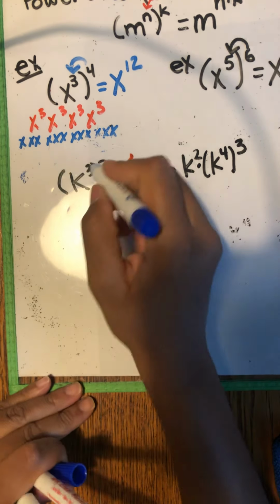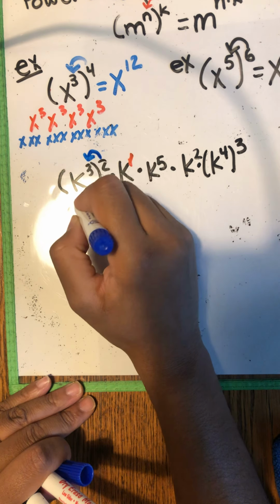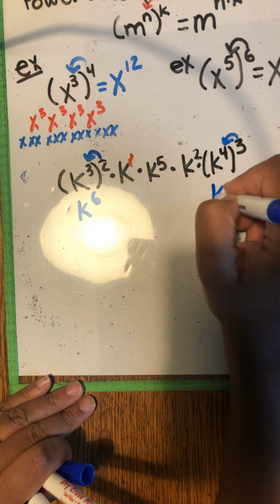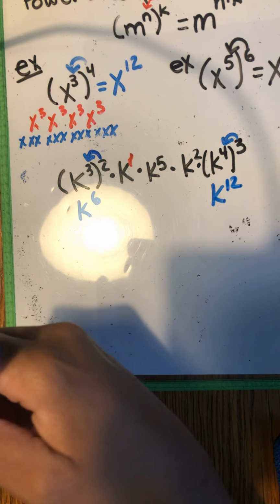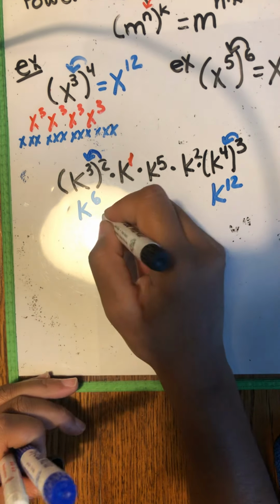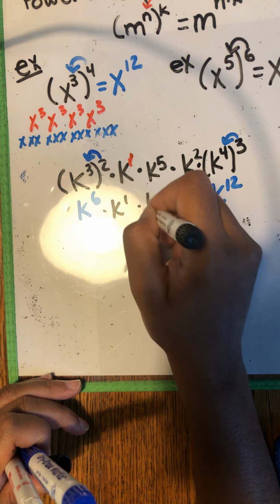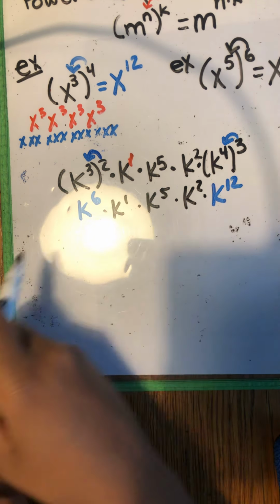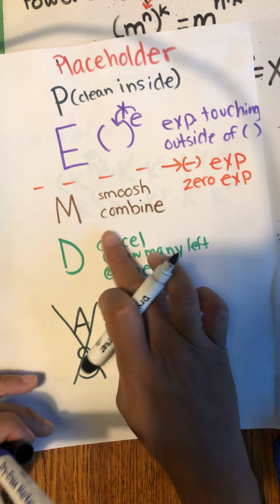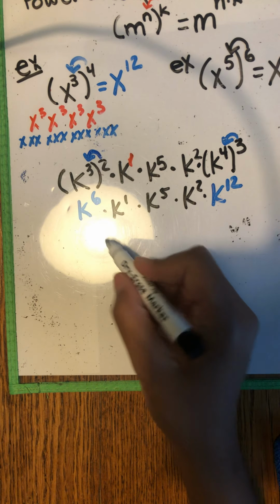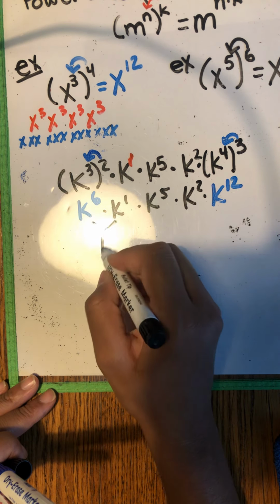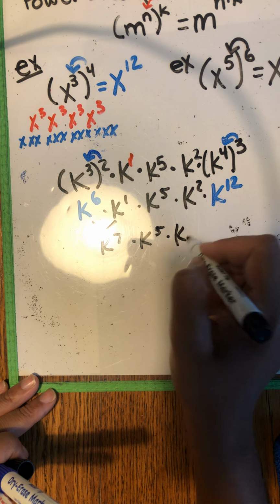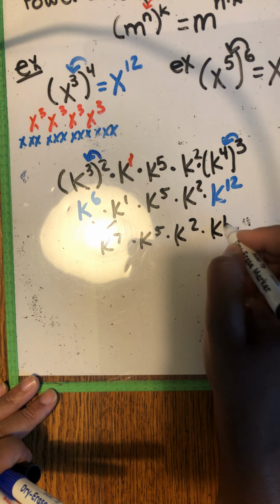This is the only time I'm allowed to multiply, is when I have an exponent touching the outside. This becomes K6. This becomes K12. Everything else, just drop it down. I got a K to the 1, a k to the 5, and a k squared. And then I'm going to see, can I smush anything? Yeah, let's put some stuff together. We have k7, drop it down, drop it down. I'm doing one step, one line.